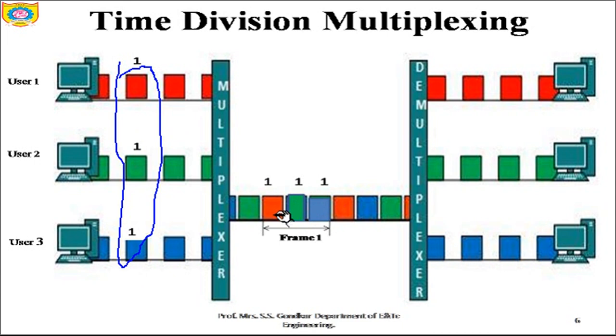So the same thing is replicated over here over a transmission channel. See, this is by user 1, this is by user 2 and this is by user 3, but still I have marked it as 1 1 1 because this is the first frame. It is forming the first frame by taking the first bits. So when all of the users complete their transmission, it is called one frame.